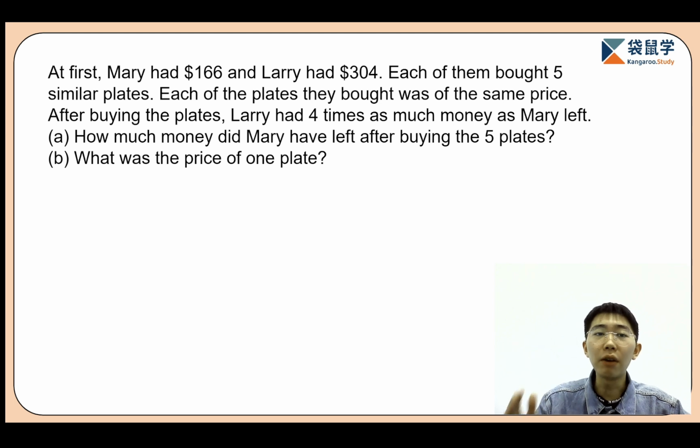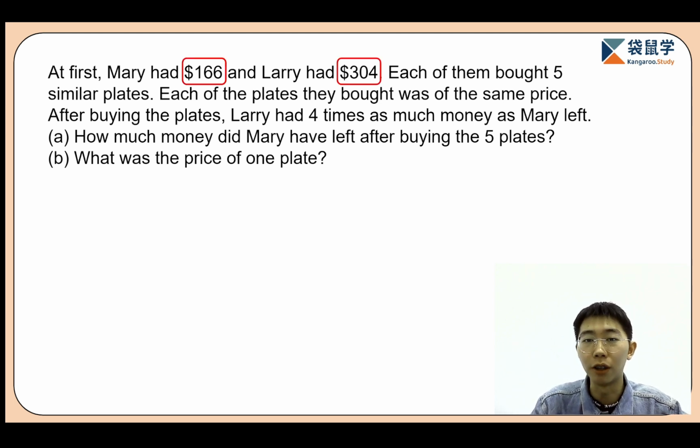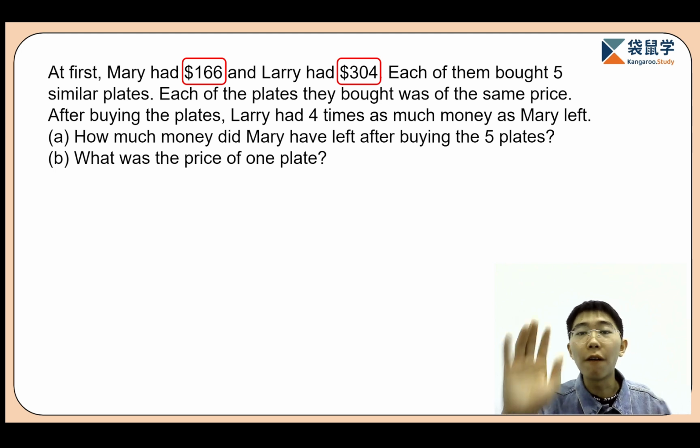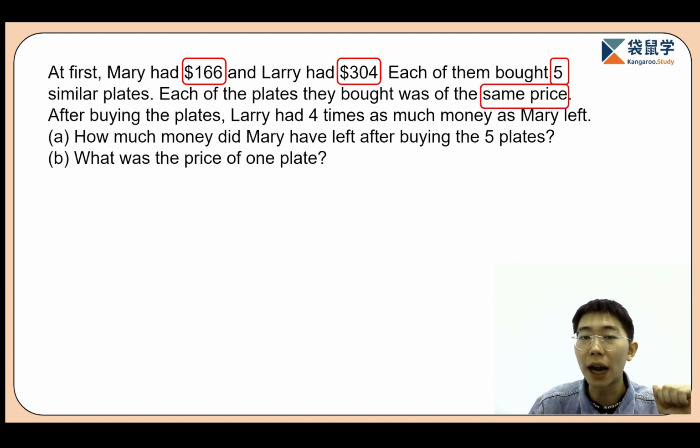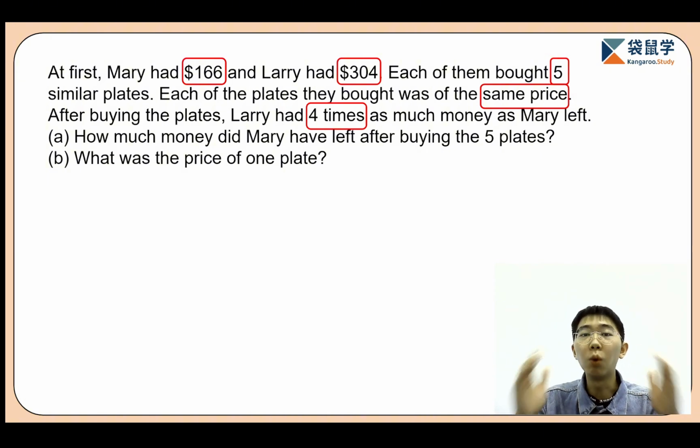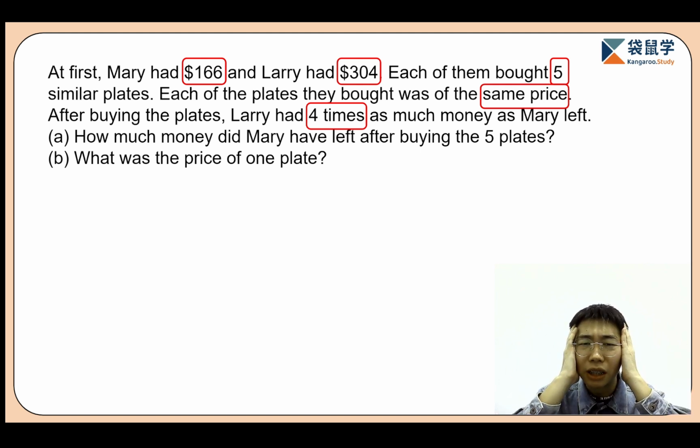At first, Mary had $166 and Larry had $304. Each of them bought 5 similar plates, and each of the plates they bought was of the same price. After buying the plates, Larry had 4 times as much money as Mary left. Look at this question. It's a word problem with so many conditions.